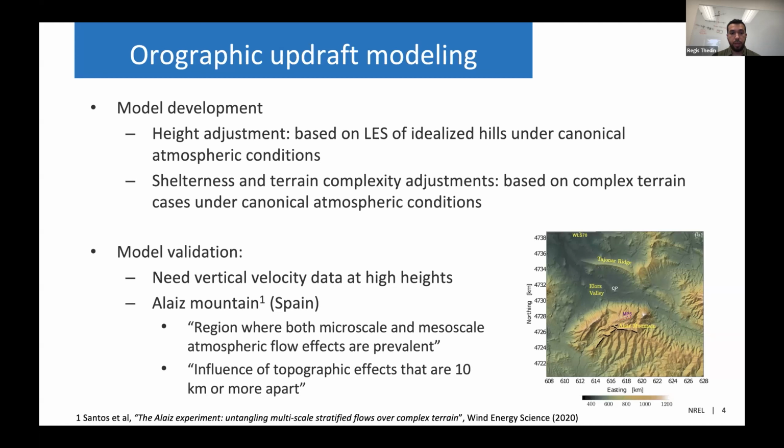And to validate the model, we needed vertical velocity at high heights, and it turns out not a lot of experiments have that. Usually masts are relatively short, but we identified the Perdigão experiment, which is fairly recent, from a few years ago, and they have a lot of data. The terrain is fairly complex. Here's a picture of the surrounding geometry, and these are just some quotes from the paper, indicating that this is a good case for us to use to compare our model.